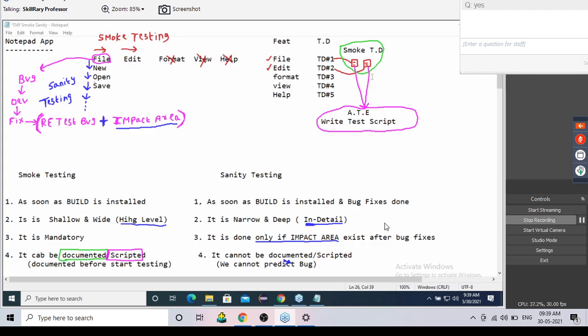Neatly write the explanation, guys. Write everything, the explanation. In an interview, you speak these four points.